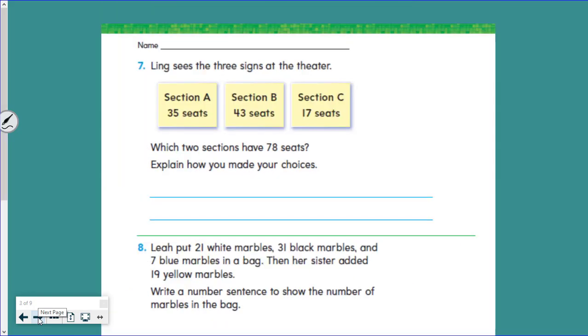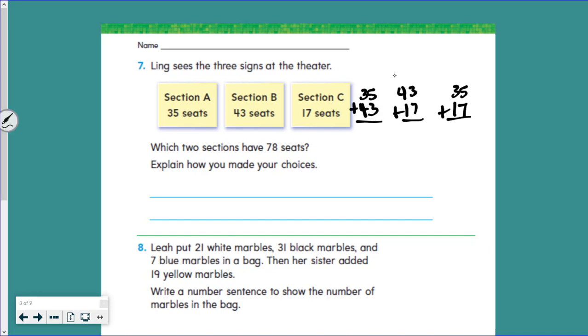Okay, it says Ling sees 3 signs at the theater. She sees one that says Section A, 35 seats. Section B, 43 seats. Section C, 17 seats. Which 2 sections have 78 seats? Explain how you made your choices. So go ahead and pause your video and work through that problem.